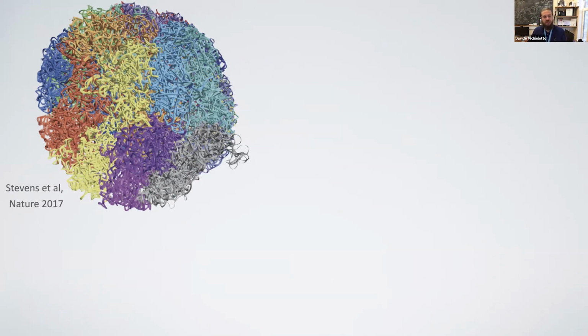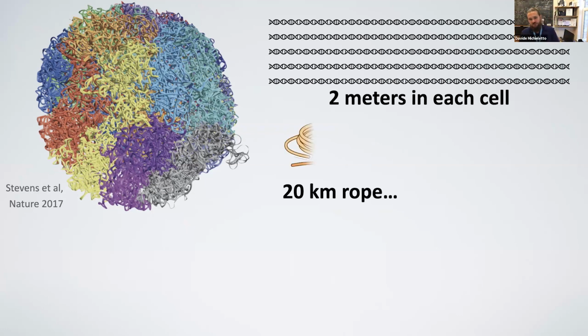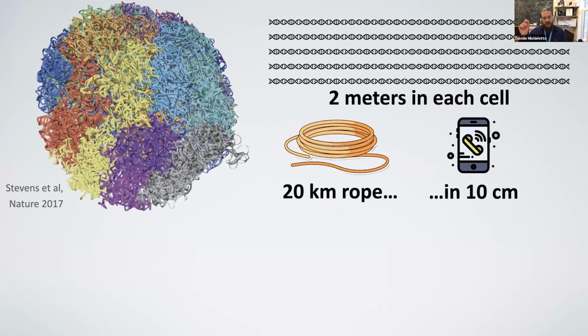This is one of the first images that I saw when I was catching up with the literature, and this is a reconstruction of our genome in a human cell, a HeLa cell, a cancer cell. What I want you to take from this image is that it's very entangled. It's very packed. We have actually 2 meters of DNA in each of our cells. If you scale it up, it's the equivalent of packing 20 kilometers of hair-thin rope inside your cell phone.